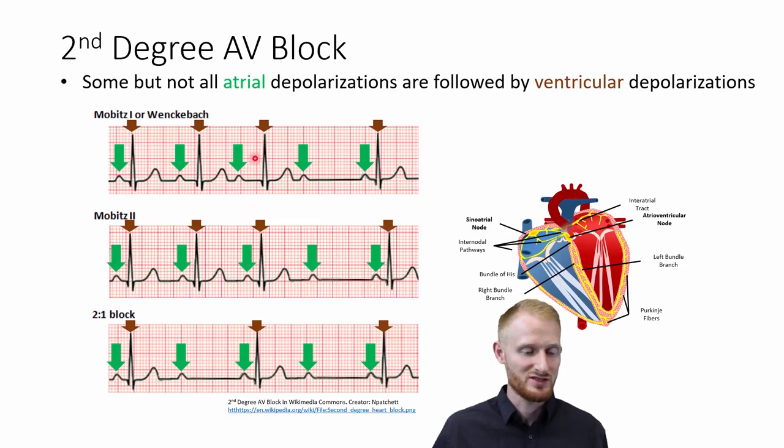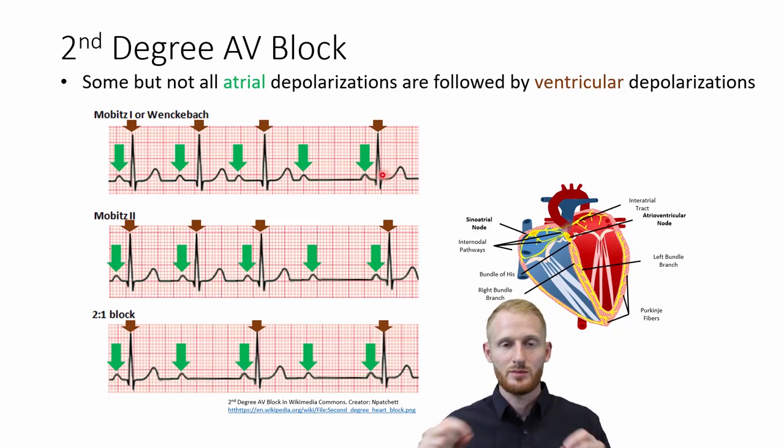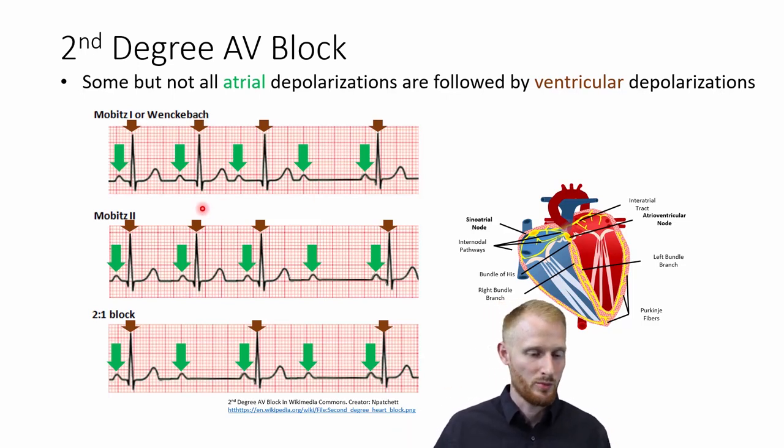The differences between these two different types of second degree AV block is here we have a progressive lengthening of the PR interval. So the P wave through the R wave until we have a missed QRS complex, and then it goes back to a short PR interval, and then it would progressively lengthen, miss, progressively lengthen, miss, like that. Where Mobitz type 2, and I don't care if you know these names for this course, but Mobitz type 2, there's not that progressively lengthening PR interval. There's just simply a missing QRS complex that happens randomly.